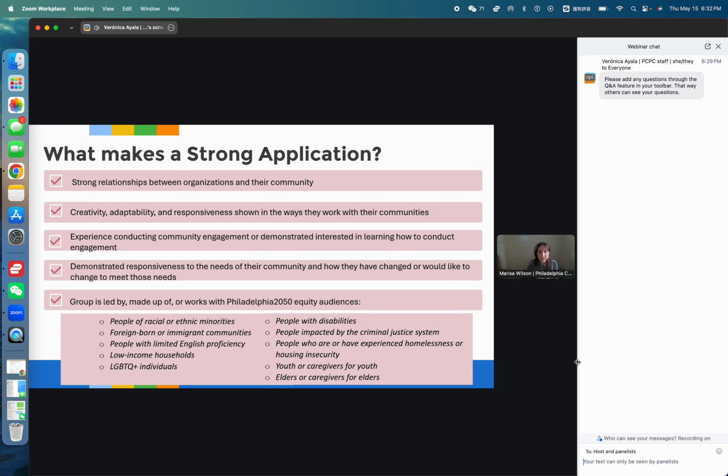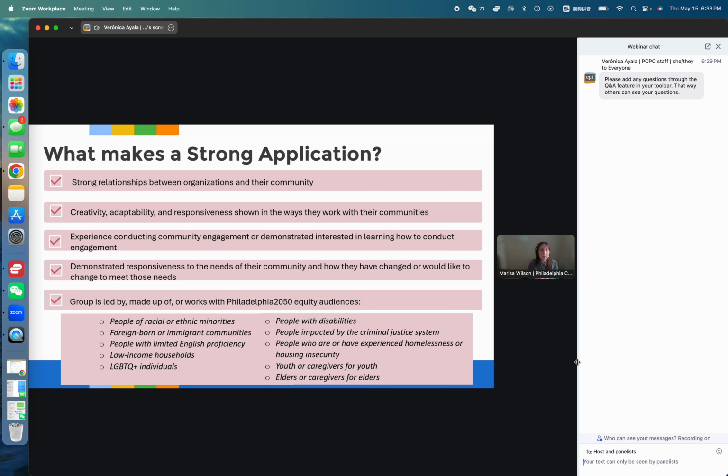We want to see demonstrated responsiveness to the needs of the community and how they have changed or would like to change to meet those needs. So we need to see some updated ideas. If your community has changed a lot over the last 5 years, we want to see that you are at least aware that that change has happened and you have ideas of how to meet people where they're at.